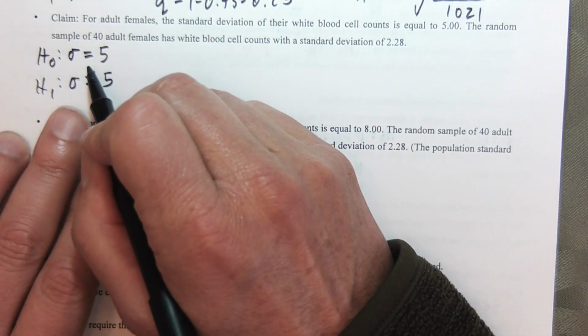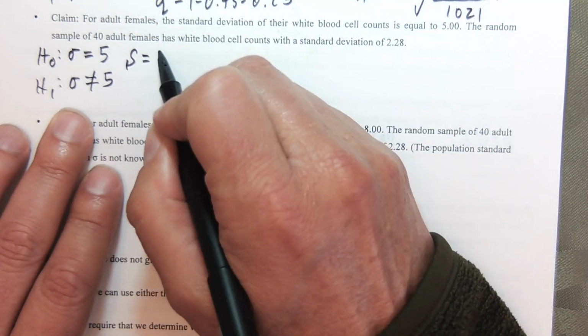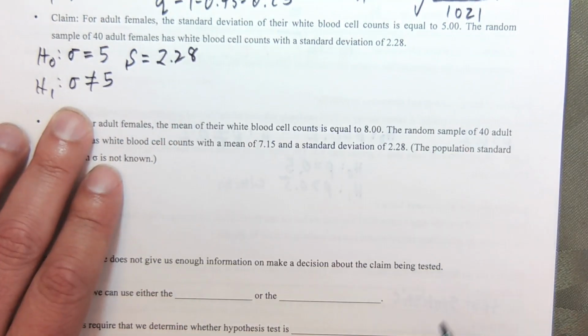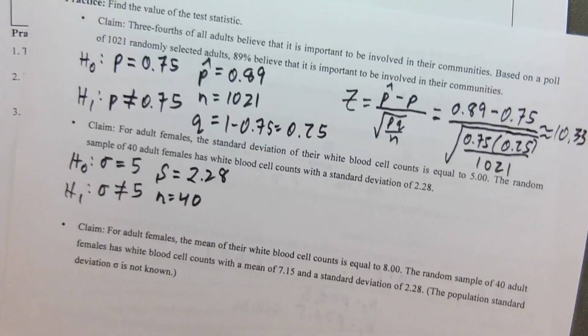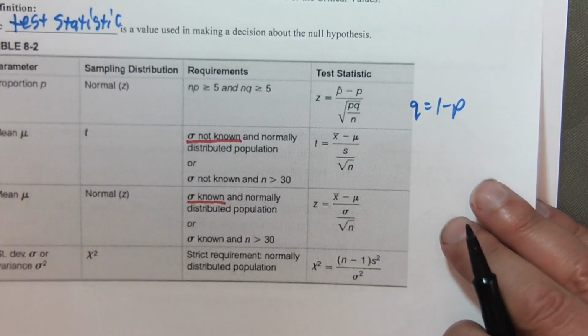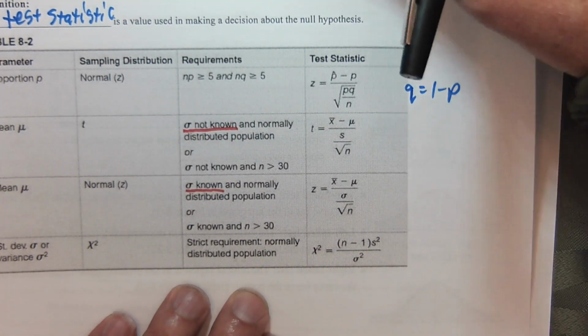Now we have sigma, we have S, the standard deviation from a sample, which is 2.28, and we have that N is 40. And again, I want to point out, back to this table here, we have this one here. So I'm just going to plug everything in.